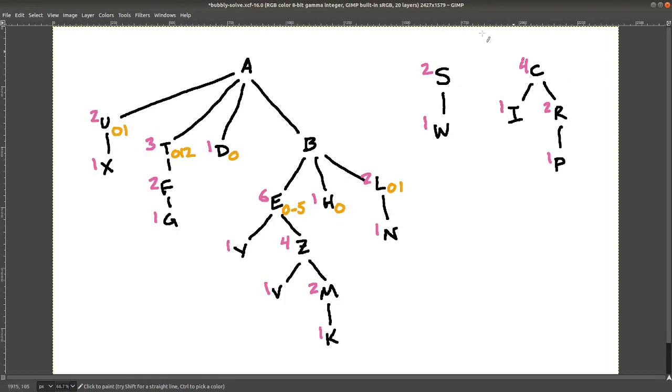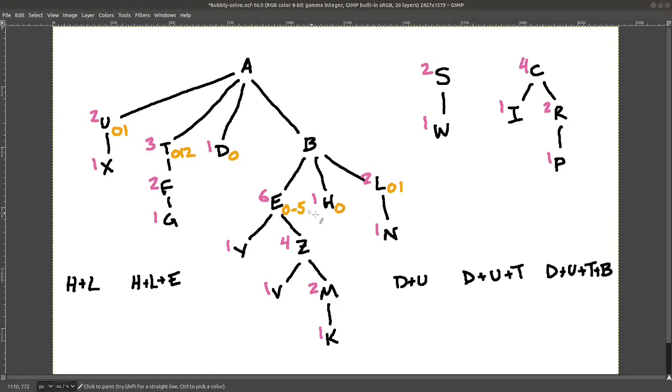We don't need the orange numbers for these. Let's do H plus L first, and then H plus L plus E. And here, yeah, let's just start in the small end and go up. So D plus U plus T, and D plus U plus T plus B. All right. H plus L, 0, 1, and 2 is 3.